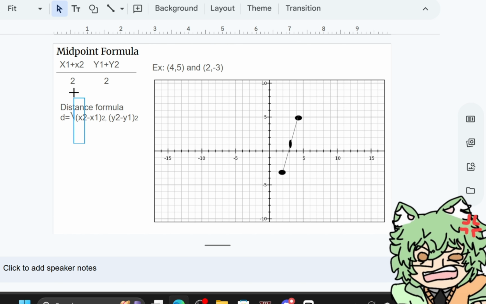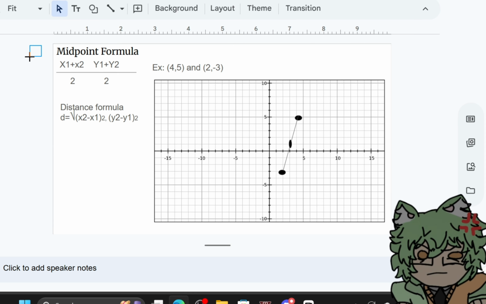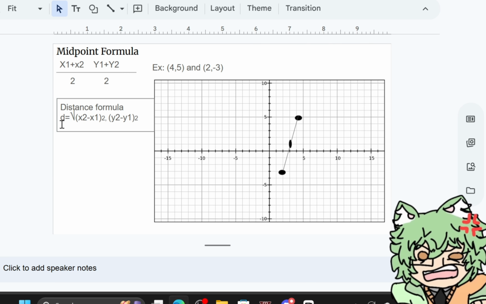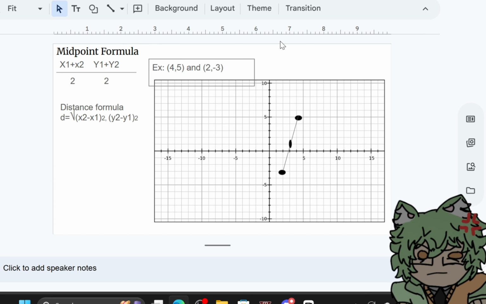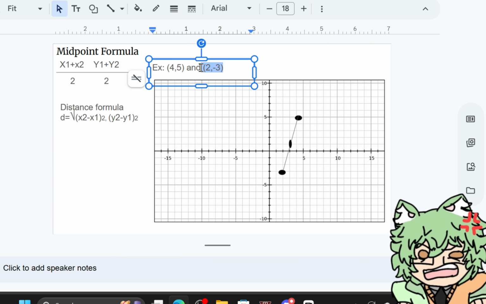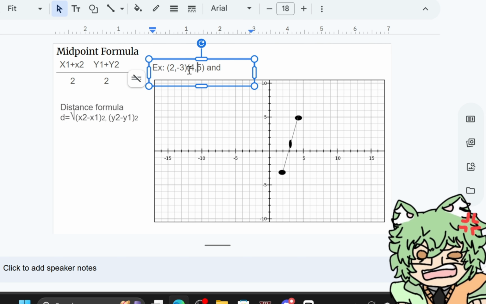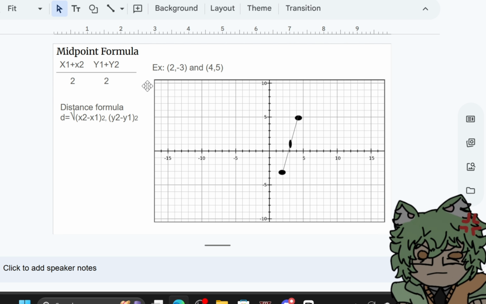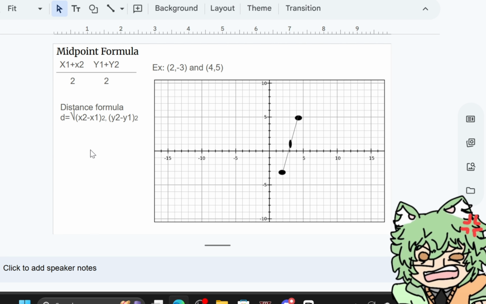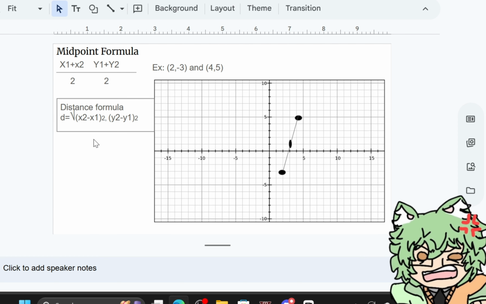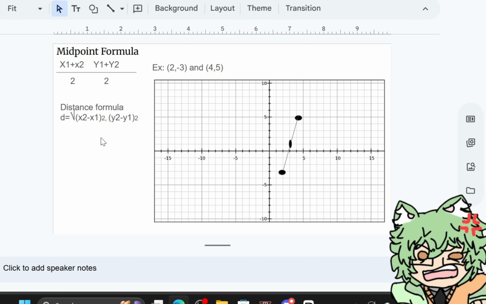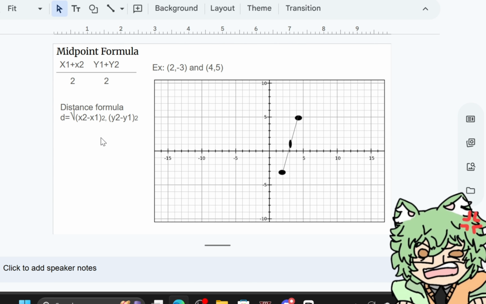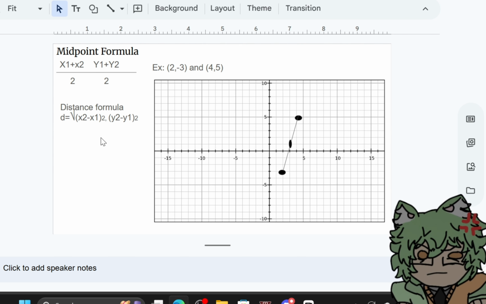Of course, you can't really find distance if you're not looking for the midpoint, which I don't get why, but who cares. Distance is x2 minus x1, and y2 minus y1. I think these should be flipped. Oopsie, I'm going to move these around. So, distance formula: x2 minus x1 to the power of 2, and y2 minus y1 to the power of 2.